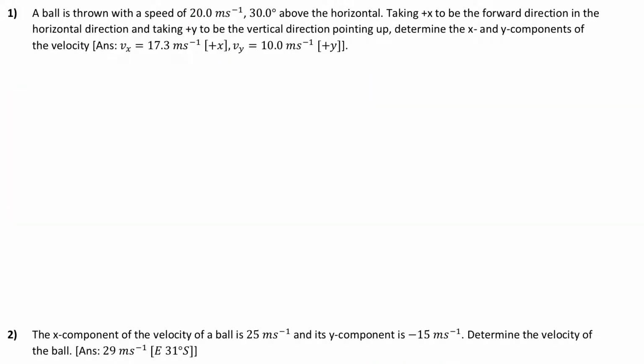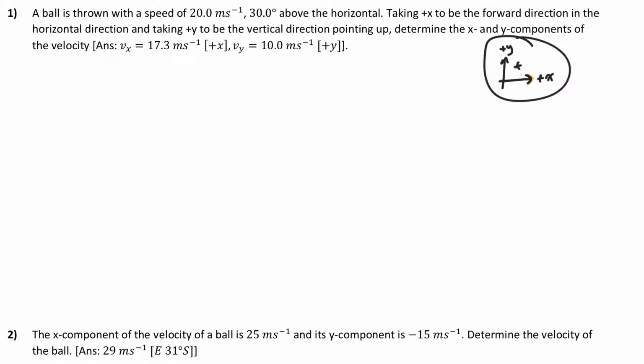In the first question here, we have a ball which is thrown at a speed of 20 meters per second, 30 degrees above the horizontal, okay? Taking positive x to be the forward direction. Okay, so positive x, I'm gonna label it here. And taking positive y to be the vertical direction. So x and y are positive in these directions. Determine the x and y components of the velocity.